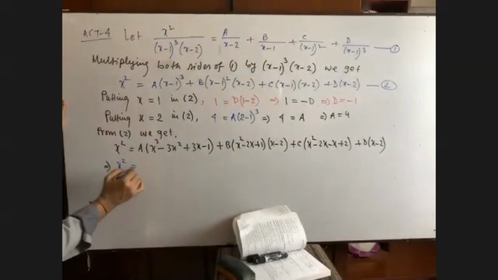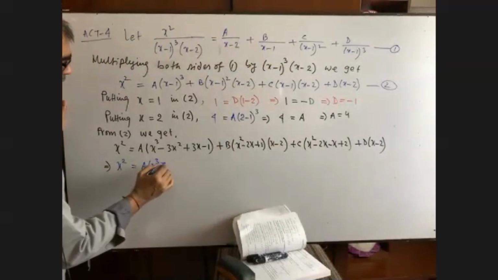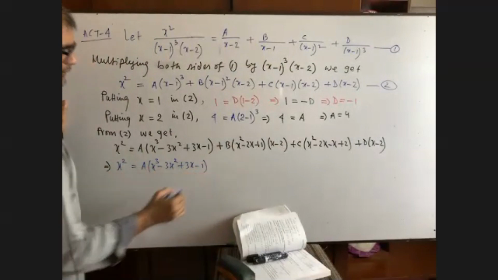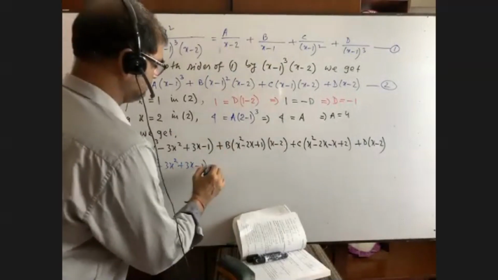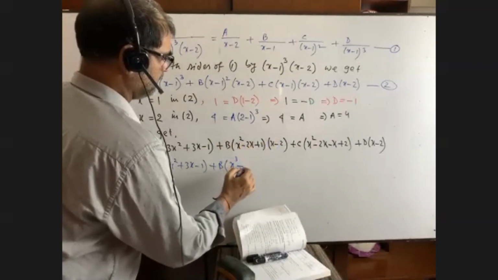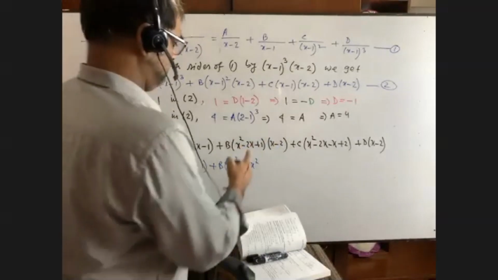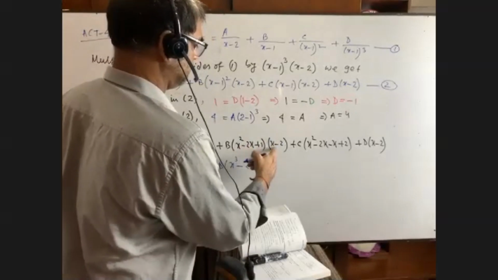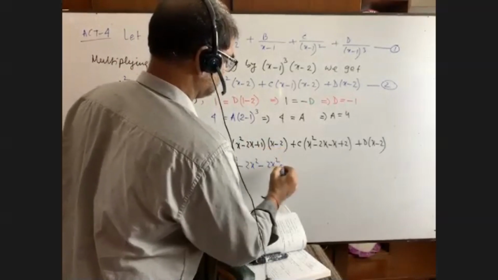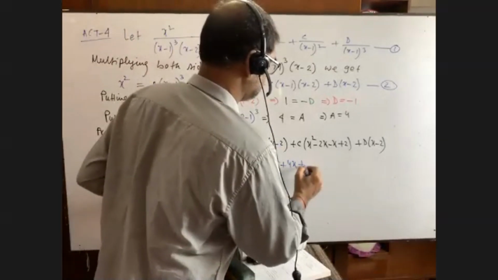x square is equal to A into x cube minus 3x square plus 3x minus 1. Here it is B, multiply it, x cube minus 2x square, then minus 2x square plus 4x, then plus x minus 2.